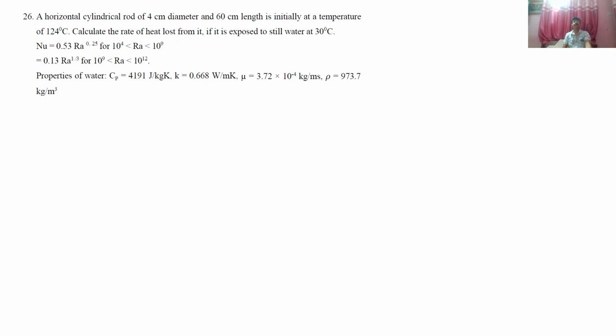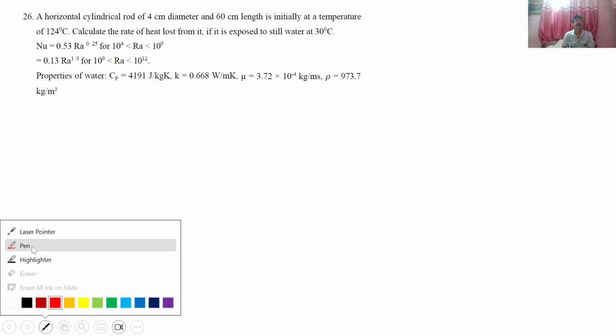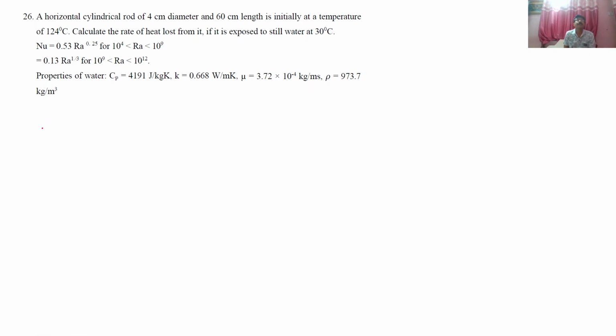Good morning, students. In this class, we are going to see a few more numericals on natural convection. Help me to interpret the data from the problem in front of you, problem number 26. So I am writing the data. A horizontal cylindrical rod. How is the rod placed? It is cylindrical and it is placed horizontally.